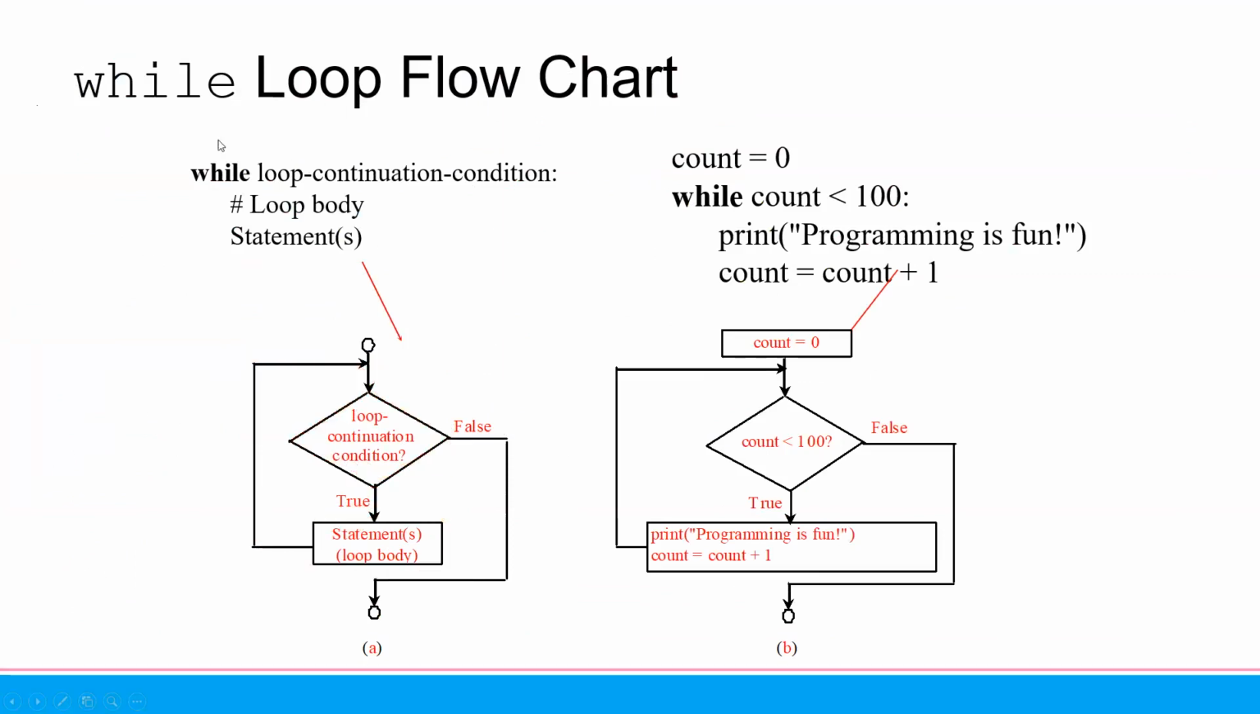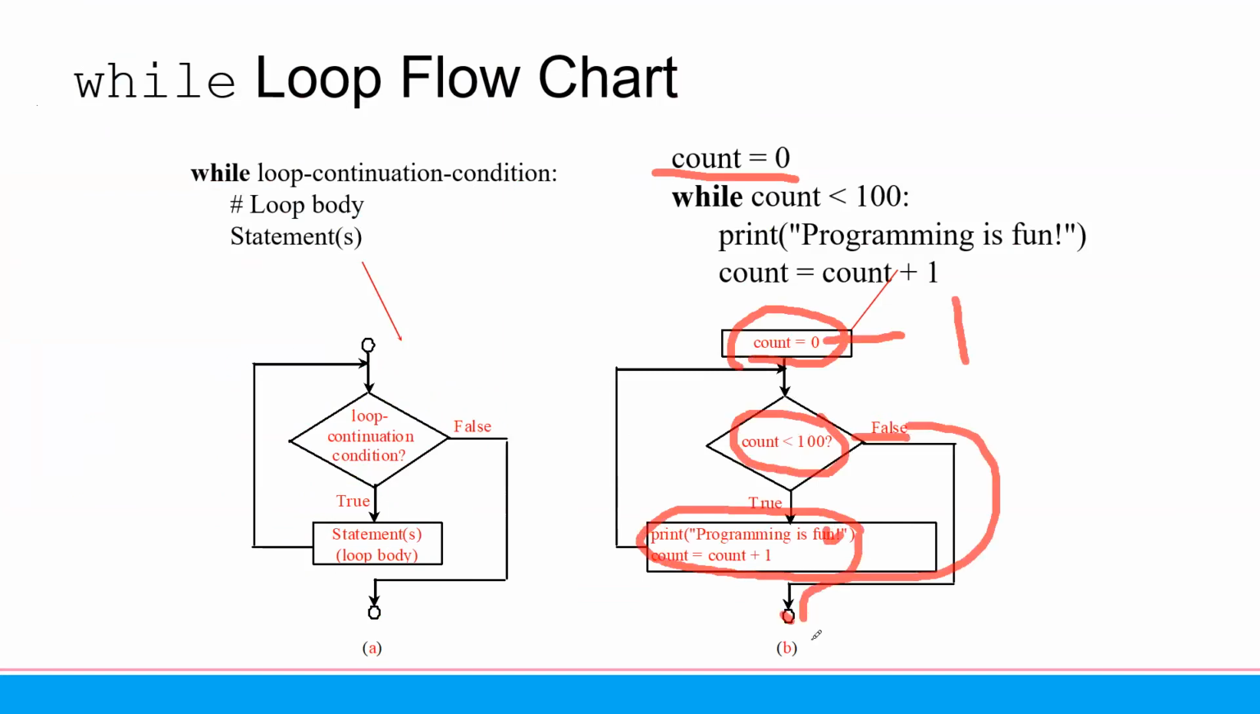So in this case, count equals 0. And then, is count less than 100? Yes. So we will print programming is fun. Count will be added by 1, so count now becomes 1. It will check again the condition. 1 is less than 100. Yes. Then it goes to this statement and so on, until the condition is false, then we will go to the next statement.